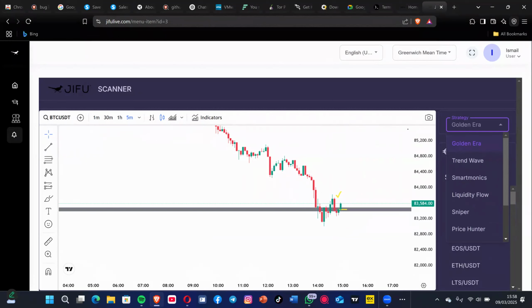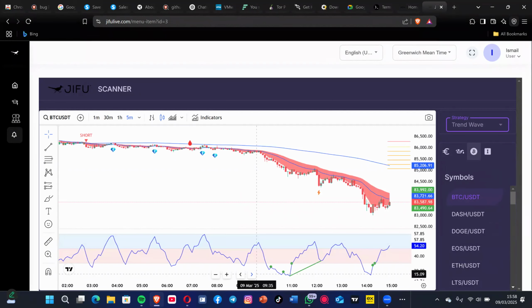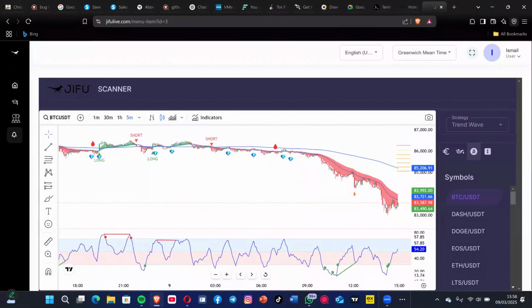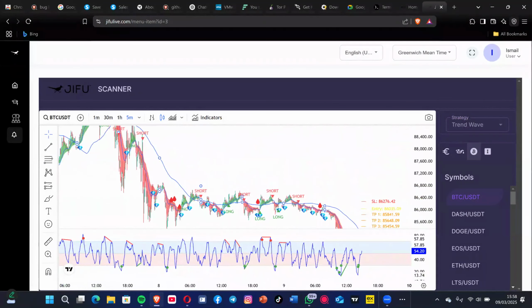That's Golden Era. The next one is called Trend Wave. I like this one a lot. I mean, it's one of the ones I like. Because now look at Trend Wave. This idea came in the morning: sell BTC, and look at it. It has hit all the TPs.